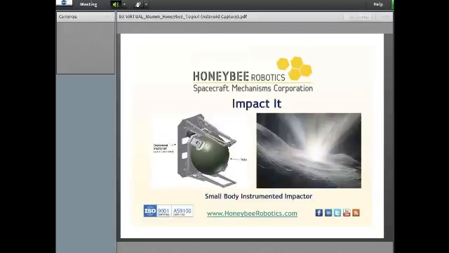We have developed concepts through multiple mission proposals, most notably in the Discovery program, where we have designed an impactor that could be used to understand physical properties of an asteroid by impacting it.